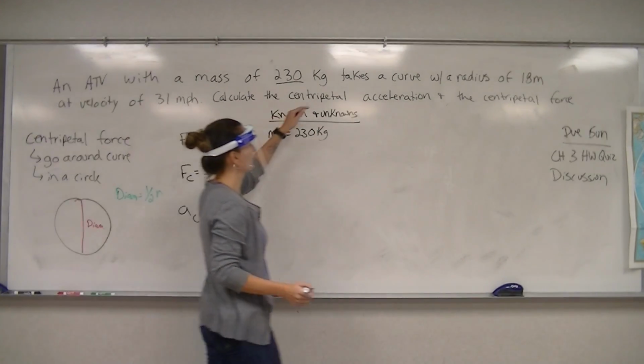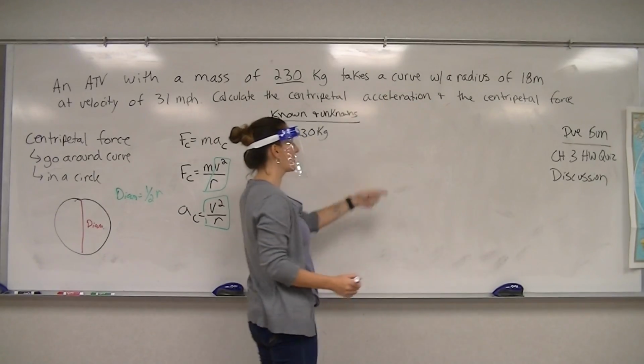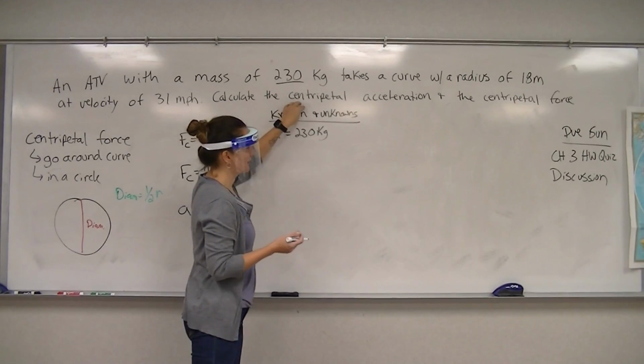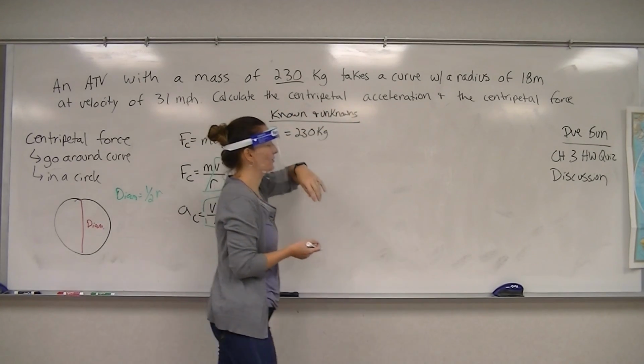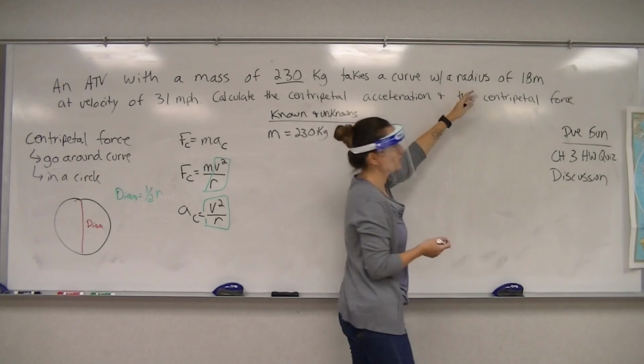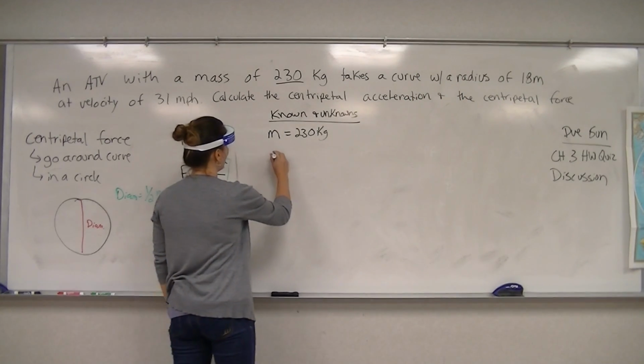It takes a curve. So the fact that it takes a curve, that it's going in a circular motion, we know it's centripetal. Okay, it also tells us specifically at the end that it's a centripetal problem. So it takes a curve with a radius of 18 meters. So it's giving us the radius this time, the R value.